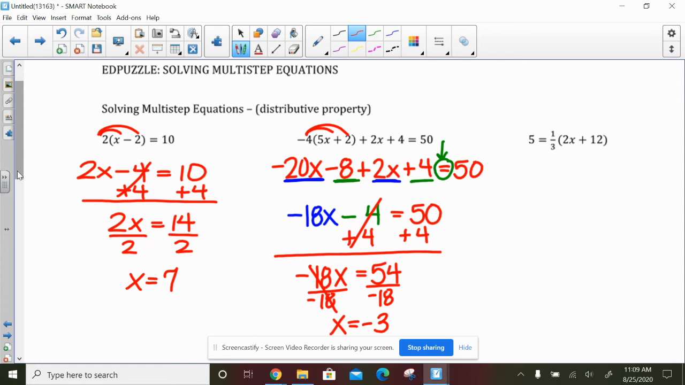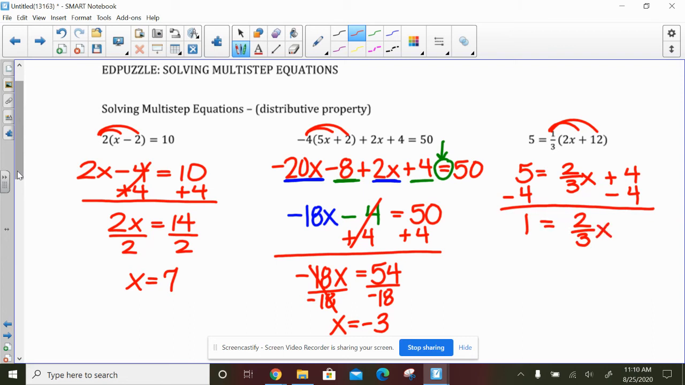Okay, and then this one, I want to distribute. So 5 equals 1/3 times 2x. 1/3 times 2 is 2/3 x. And then 1/3 times 12, which is just 12 divided by 3, is 4. Then I'm going to subtract 4 from both sides. 5 minus 4 is 1, equals 2/3 x.